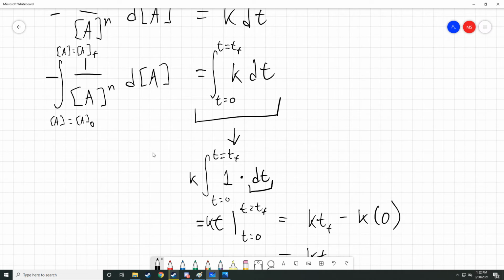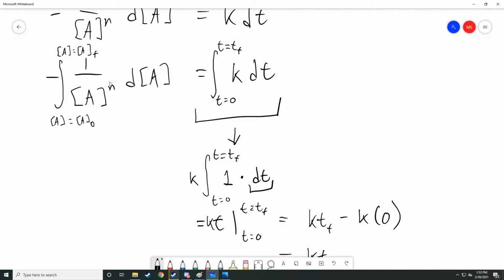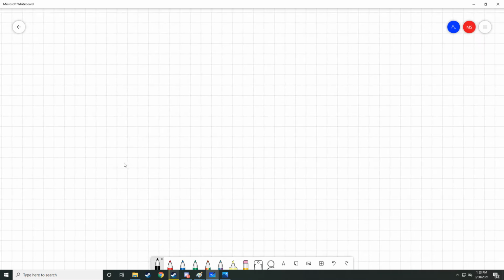But now we're going to evaluate this left side with this arbitrary n. We're not going to plug in the order of the reaction, right? So we're going to try and do an arbitrary n here. And to do that, we're going to make use of the inverse power rule. So let's go ahead and just quickly review how that goes. So the inverse power rule, let's just quickly review that from our integral calculus.